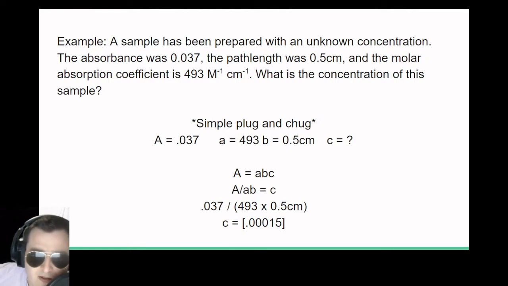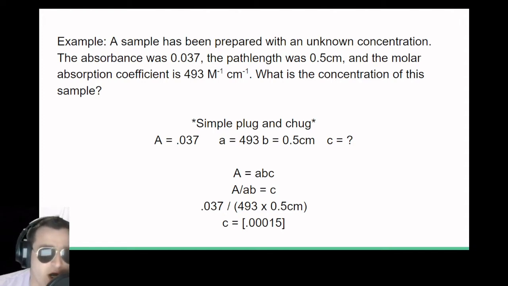Example. A sample has been prepared with an unknown concentration. The absorbance was 0.037. The path length was 0.5 centimeters, and the molar absorption coefficient is 493 over molarity over centimeters. I believe I pulled this from a chemistry textbook I saw online. What is the concentration of this sample?